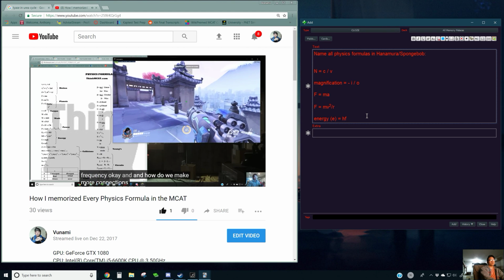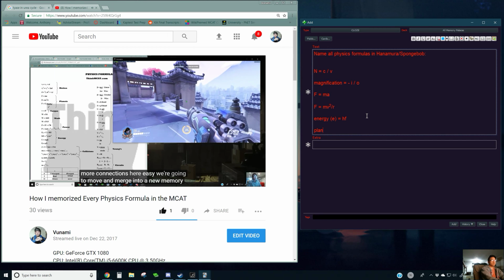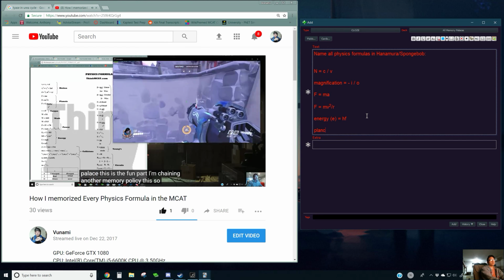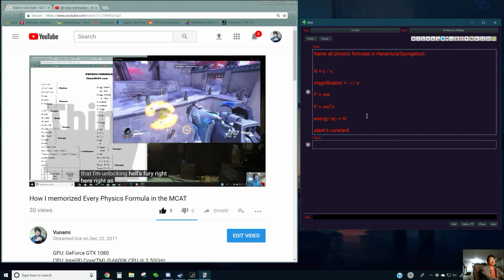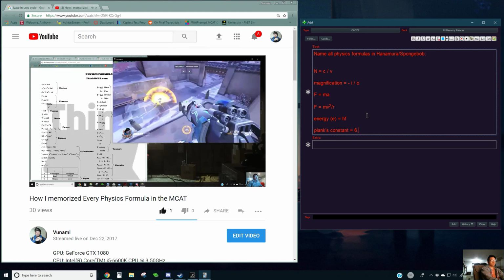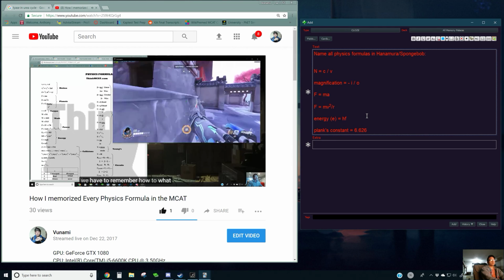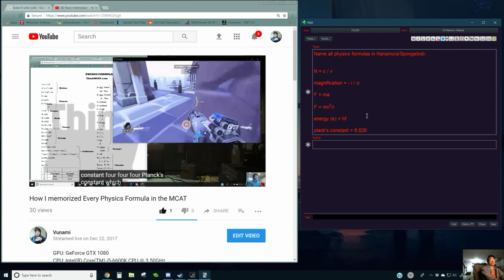And how do we make more connections here? Easy. We're going to move and merge into a new memory pass. This is the function. I'm changing to another memory pass. So remember that I'm unlocking Hell's Fury, right? As I'm unlocking Hell's Fury, we have to remember what the constant is for Planck's constant, which is H, okay?